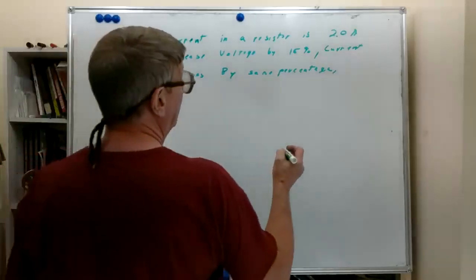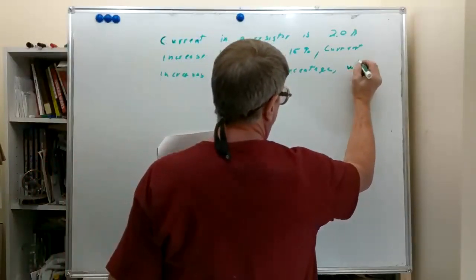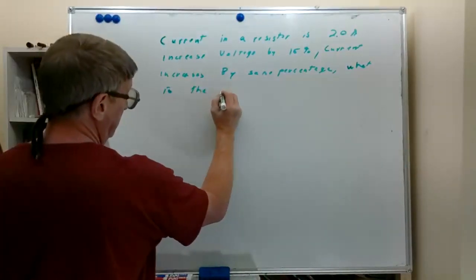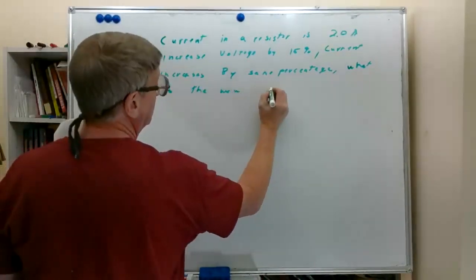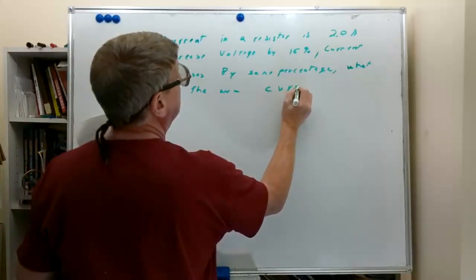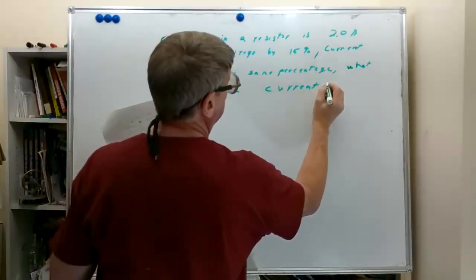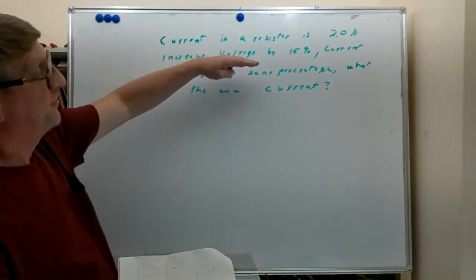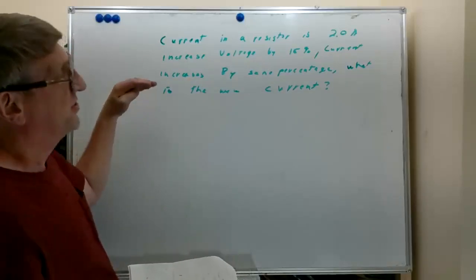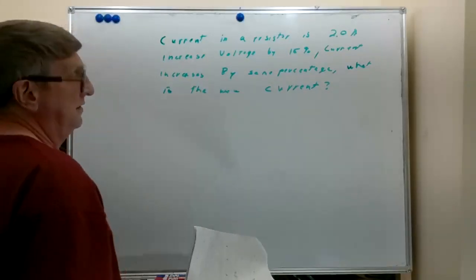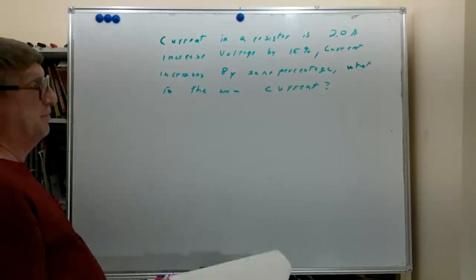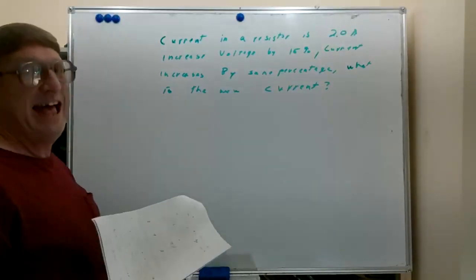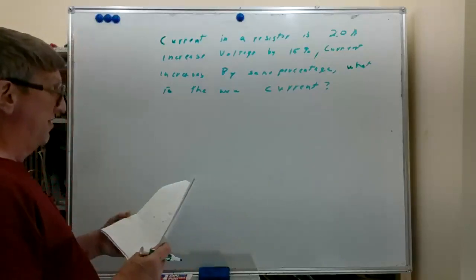So the question now is, what is the new current? The question tells us that the voltage increases 15% and that the current will increase by the same amount. So we need to figure out what 15% of 2 amps is to find our increase, and then we'll add that to our original current to get the new current.